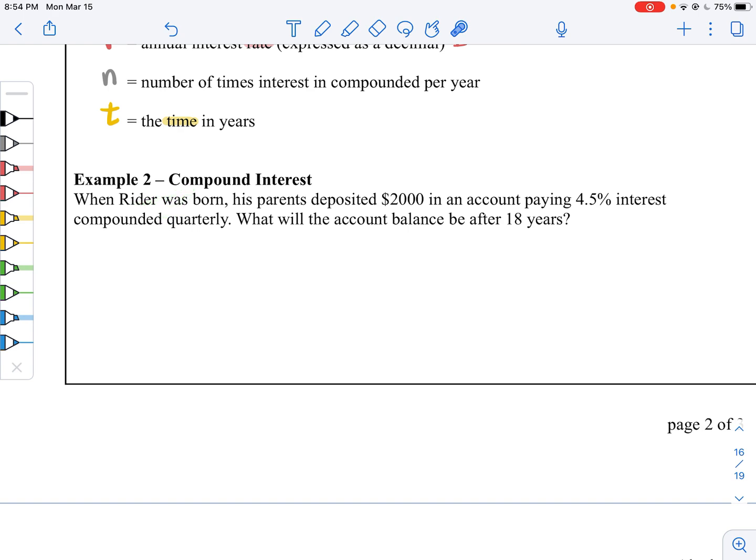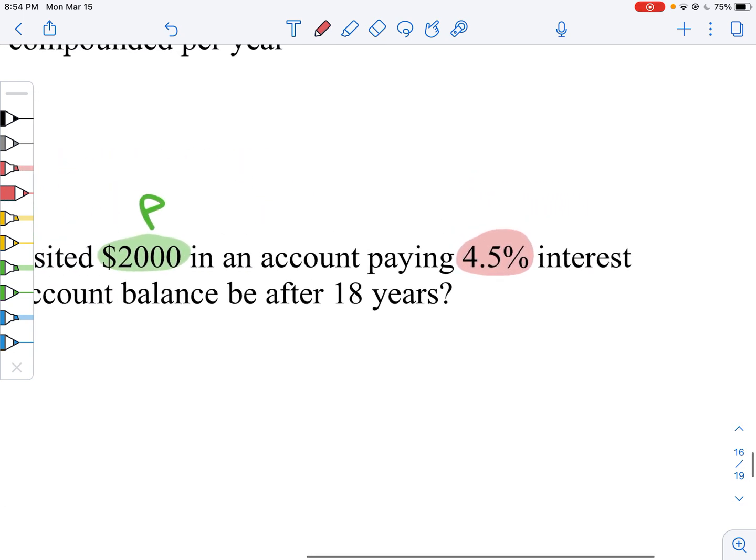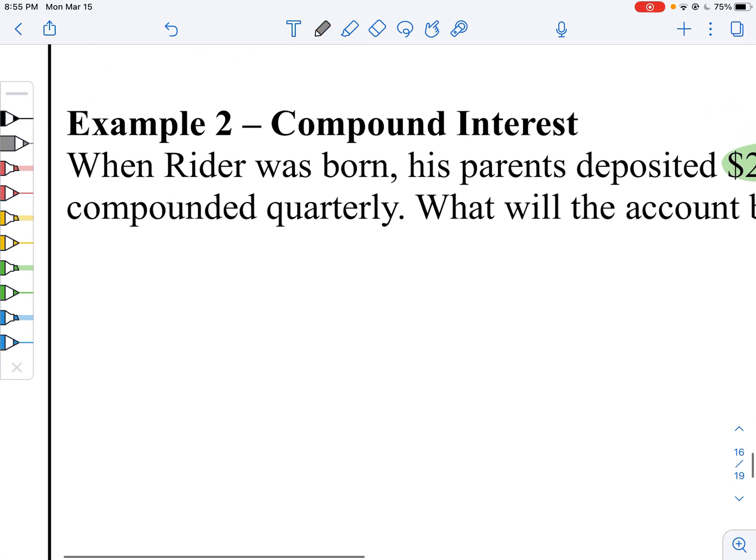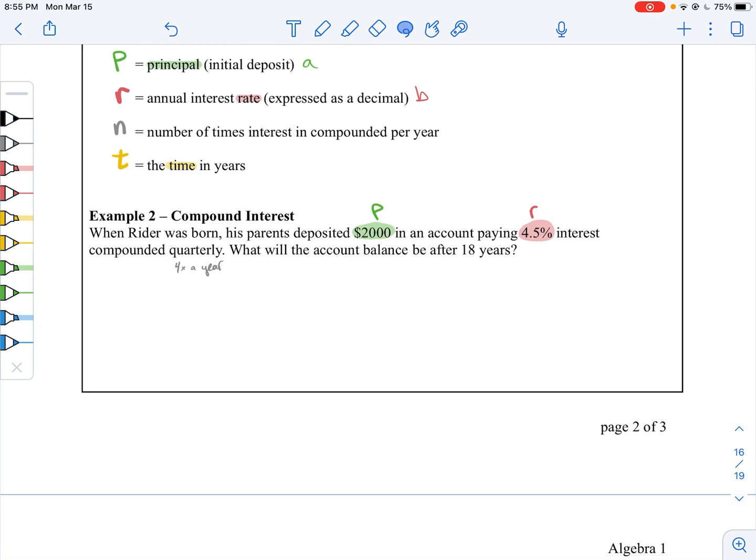So when Ryder was born, his parents deposited $2,000. Right away, you should say, oh, that's my principal. And an account paying 4.5% interest. Guys, that's really good. That's an excellent interest rate. Compounded quarterly. Remember, quarterly is 4 times a year, because there are four quarters in a year. What will the account balance be after 18 years, after time has passed?